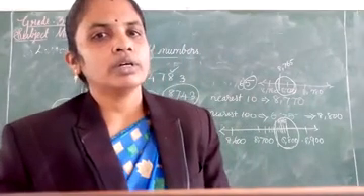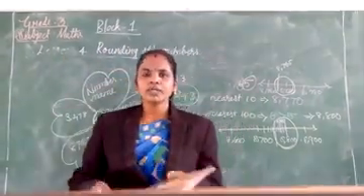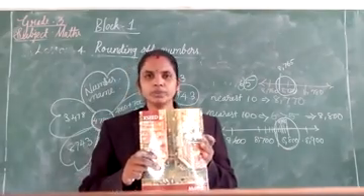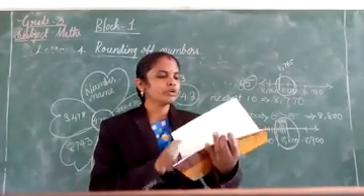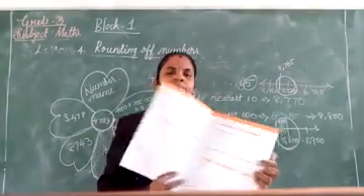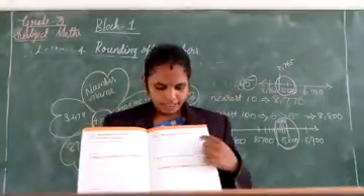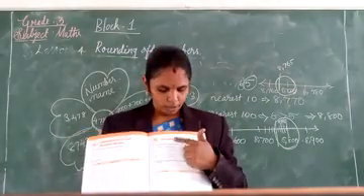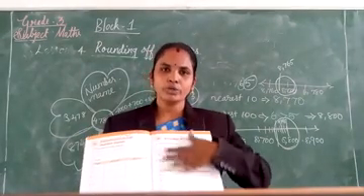Okay, now what you have to do? Your next work is you have to take your workbook. Take sheet number 4. Block number 1, sheet number 4. What is that heading? Rounding off numbers. You complete this one.